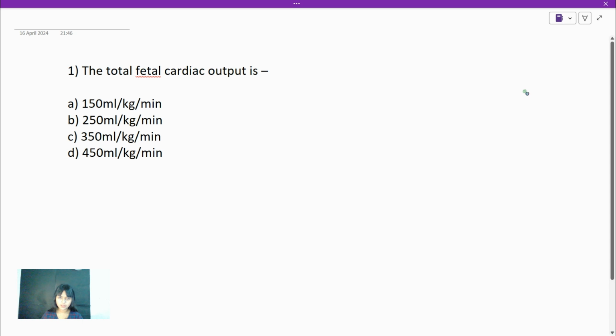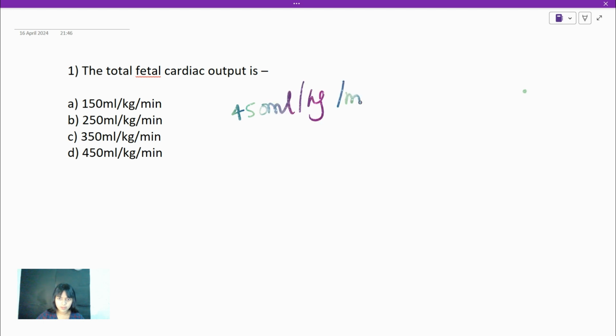Again, we are going to discuss 5 most important and potential MCQs from pediatrics for your upcoming NEET PG exam. So let's focus on the first MCQ. What is the total fetal cardiac output? So see students, there are 4 options given: 150, 250, 350 and 450 ml per kg per minute. So basically this is a factual question and your answer is 450 ml per kg per minute.